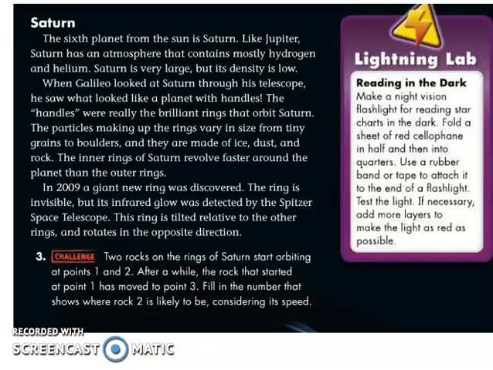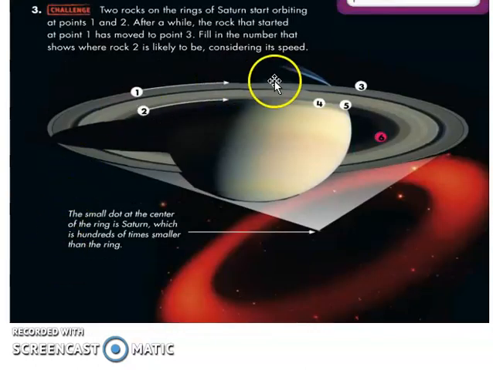Now, the next outer planet is Saturn. Saturn is the sixth planet from the Sun. Like Jupiter, Saturn has an atmosphere that contains mostly hydrogen and helium. Saturn is very large, but it is not dense. The density is very low, is what I mean. When Galileo looked at Saturn through his telescope, he saw what looked like a planet with handles. Those handles refer to the rings of the planet. By the way, these rings are made up of ice and dust.